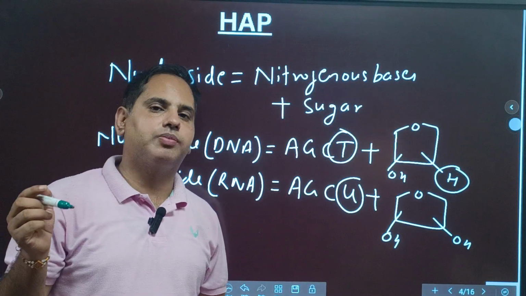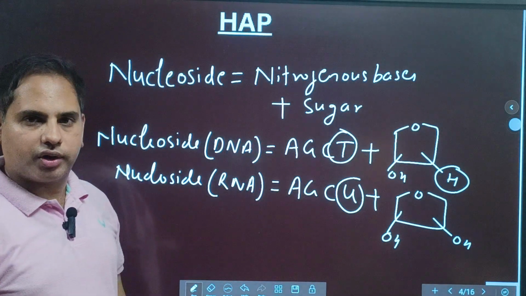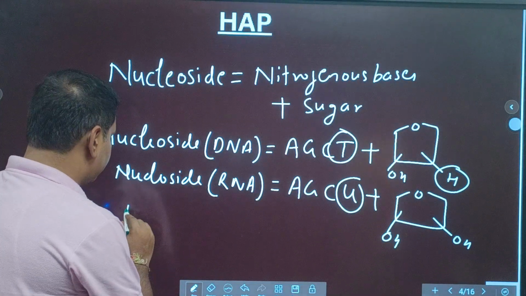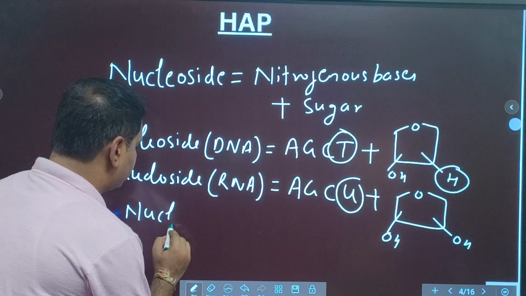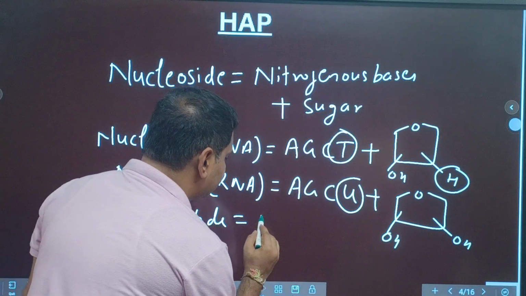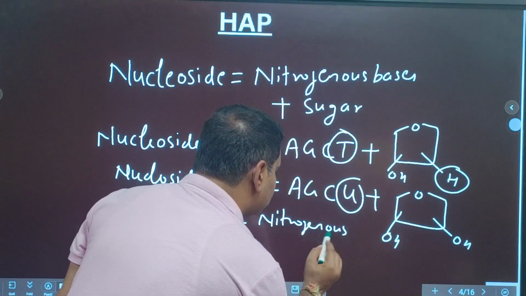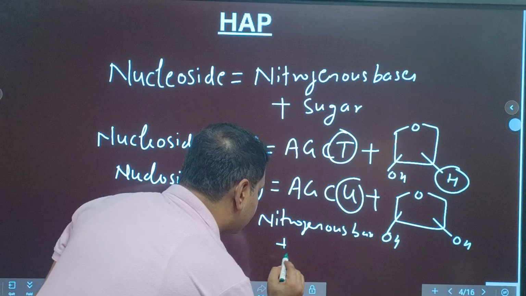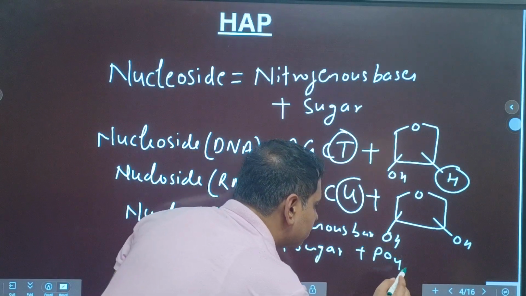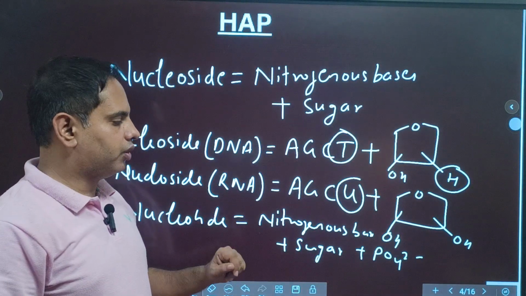So now it's called a nucleoside, but as I told you, DNA is not the polymer of nucleoside, it's a polymer of nucleotide. So this nucleoside has to be converted into nucleotide. How will nucleoside be converted into nucleotide? When you add the phosphate group, nucleotide is equal to nitrogenous bases plus sugar plus phosphate. So now it's called a nucleotide, and DNA is a polymer of nucleotide.